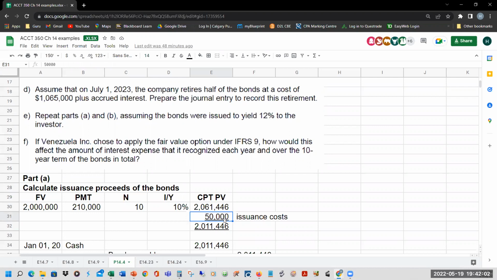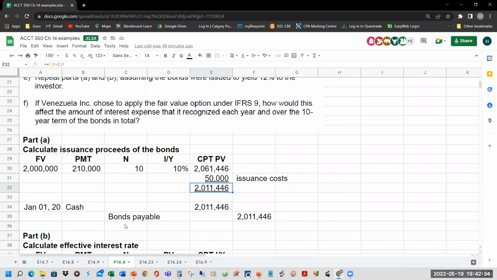You see, the company doesn't get the cash. Who pays the company the cash? It's the investment banker, right? So the investment banker most likely keeps its $50,000 from the $2,061,000 and only sends the net amount to the company. So from a practical point of view, the company only receives $2,011,446 by issuing these bonds. And that is how we record the issuance.